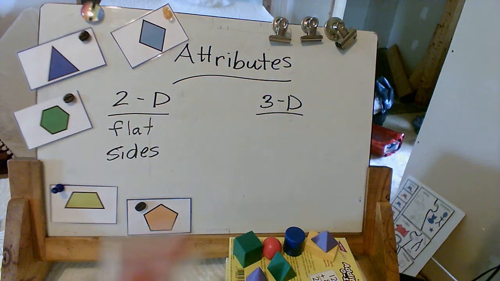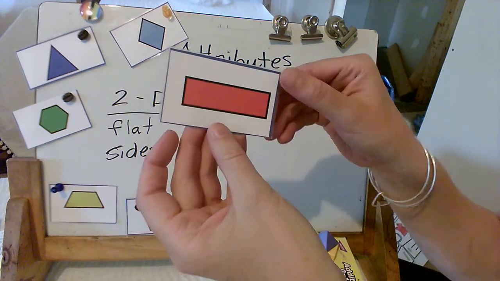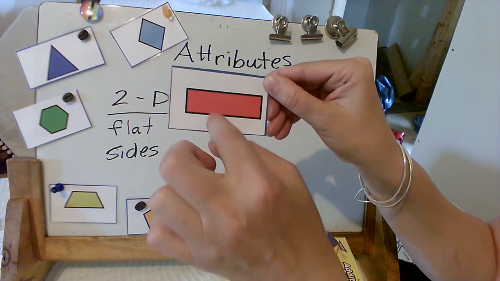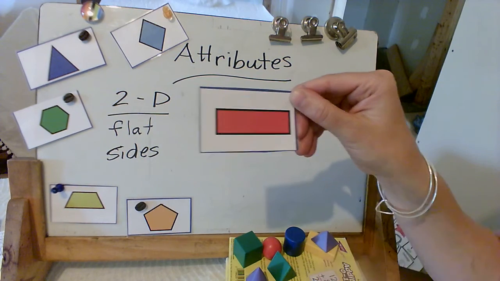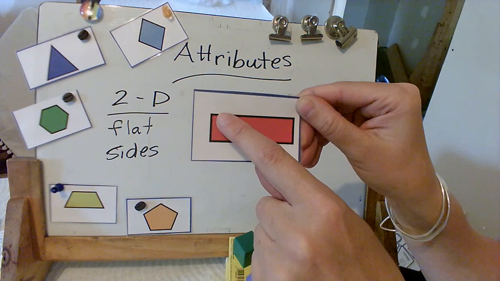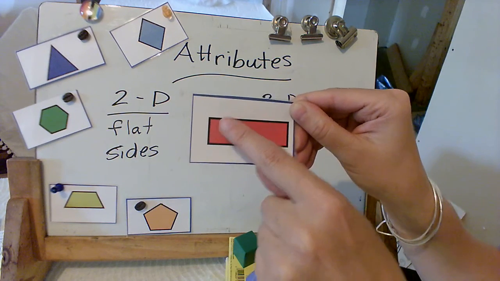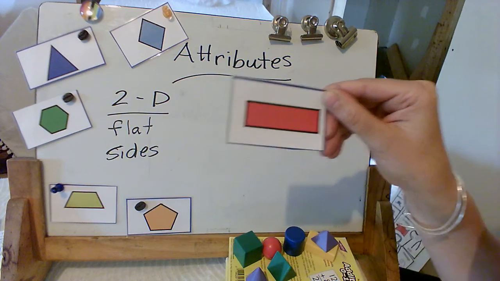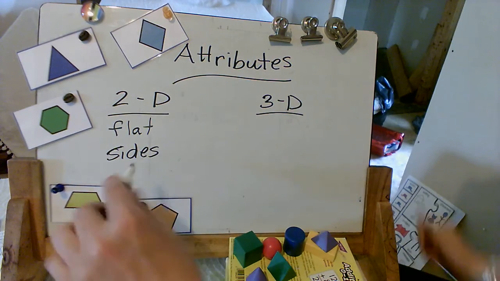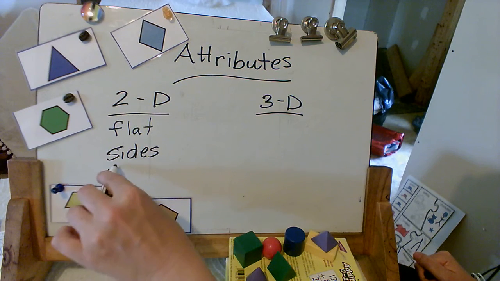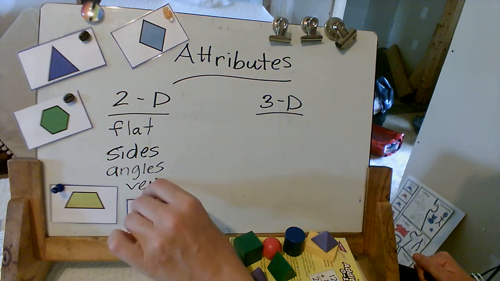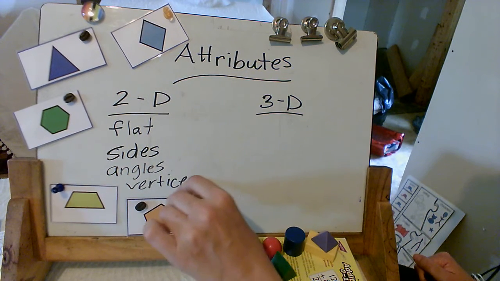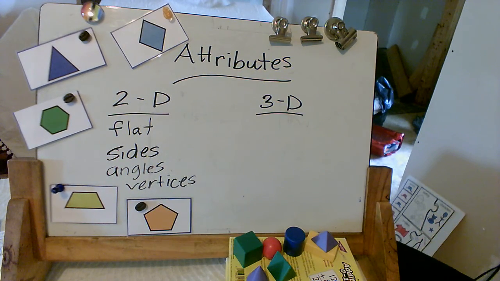Also, when we look at a 2-dimensional shape, not only do we count the sides, 1, 2, 3, 4, we count the angles or vertices. So where the lines meet, where they bend, right here in the corners, those are called angles. And we also call those vertices. So those are all attributes of the 2-dimensional shapes that we've talked about.